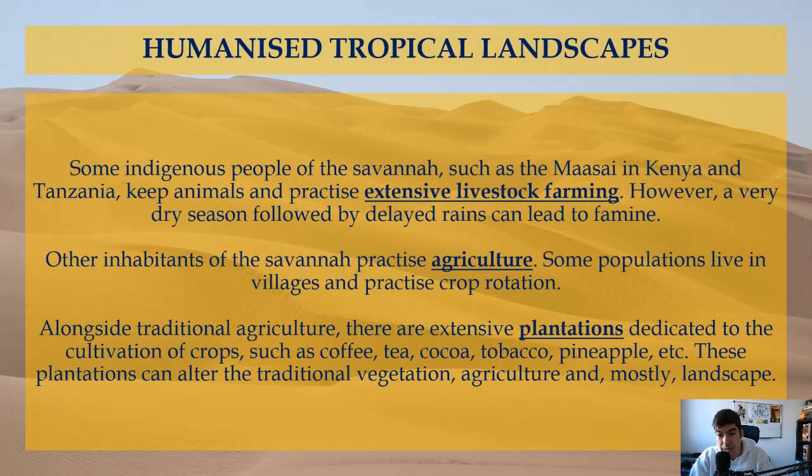The humanized tropical landscapes. We still have indigenous people in the savannah, for example the Maasai in Kenya and Tanzania, and they keep animals and they practice extensive livestock farming. But other inhabitants also practice agriculture, a very traditional agriculture. But maybe the most common humanized landscape are the plantations. Okay, the extensive plantations dedicated to the cultivation of tropical crops, for example, coffee, tea, cocoa, tobacco, pineapple, and more. And these plantations can alter the traditional vegetation and mostly the landscape, as we will see.